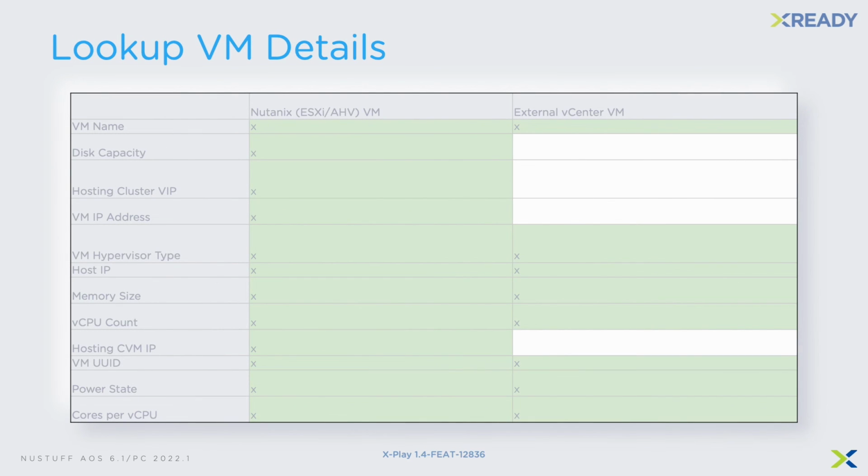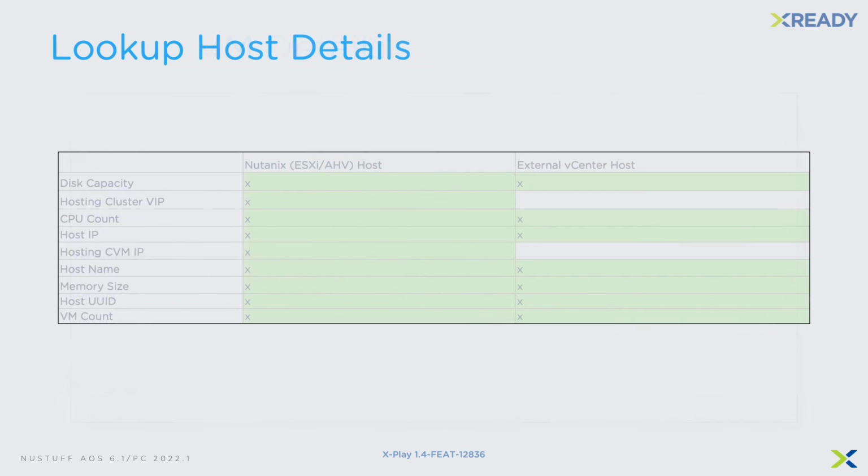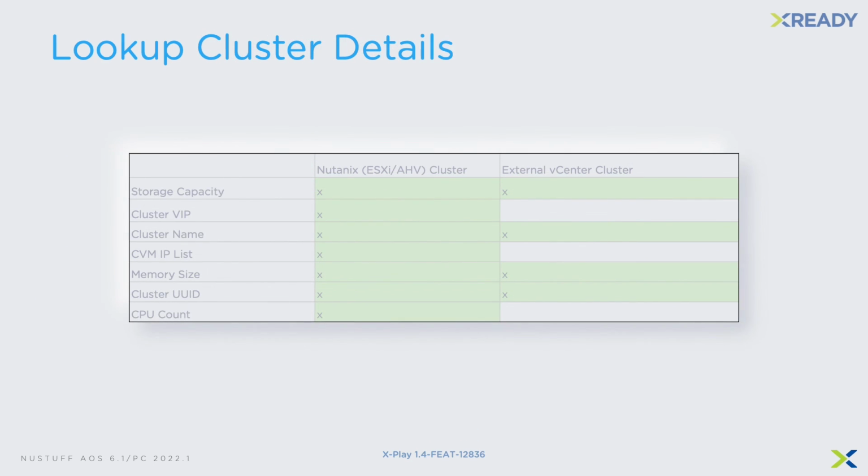The following 3 slides are just showing what details are provided depending on what type of VM we're looking at. For each of these tables, for the VM details, for example, we have this list of attributes that are supported on the native VMs, and then the external vCenter VM is a slightly shorter list. We have the same for the host details, so you can see which attributes are supported. And then for the cluster details as well, we can see the supported attributes.